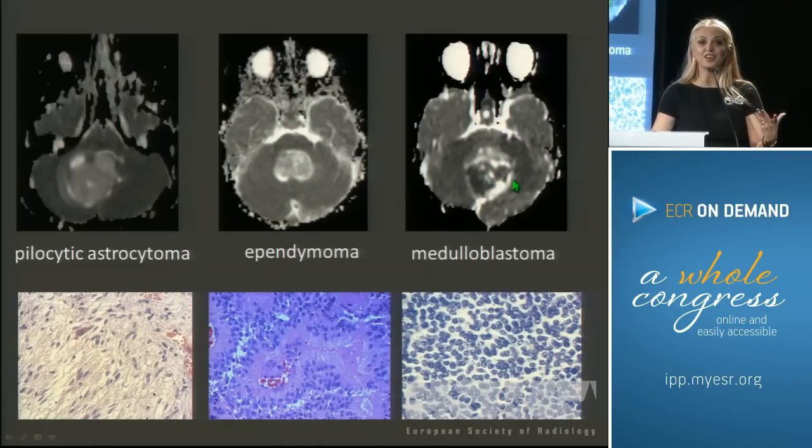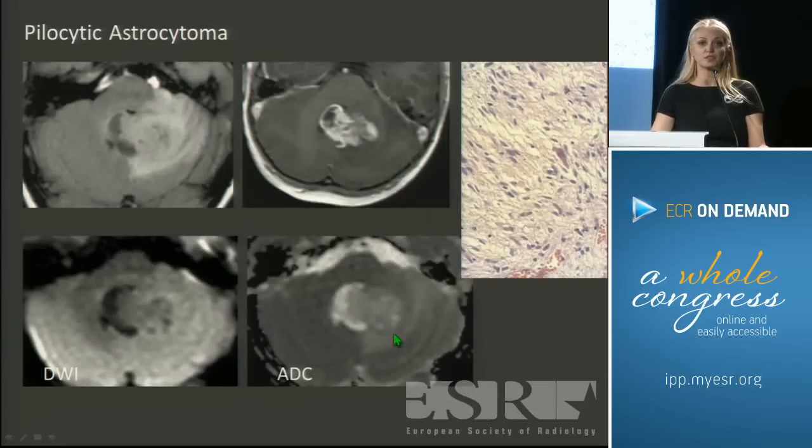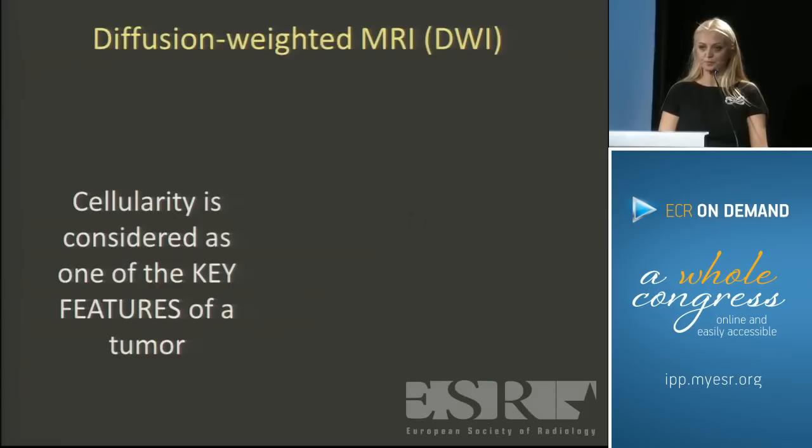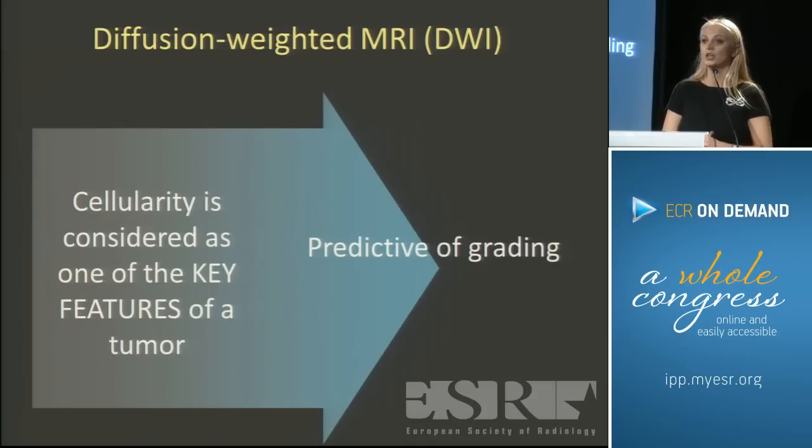Medulloblastoma has the highest cellular density and will be dark on this ADC. Pilocytic astrocytoma has the lowest cellular density and will be bright. Let me show you a very nice example of anaplastic medulloblastoma, which is almost glowing on this diffusion and low ADC, and this pilocytic astrocytoma, which is on the other side of the spectrum. So this is also very important, and cellularity is one of the key features of a tumor and is certainly predictive of grading.